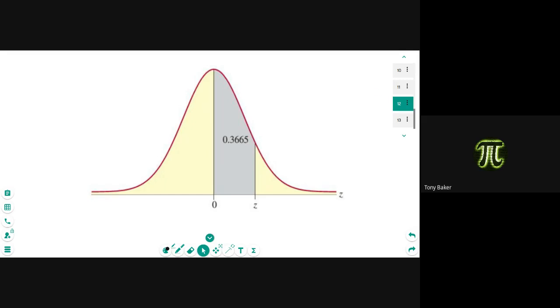Correct. You have to add that to 0.5. So we're going for 0.8665. Why? Because you have to add that to the other half. Remember, the number you're looking at in the table is going all the way from the left. You might find 0.3665 in there, but it's not going to be the right answer. So you have to add the 0.5 to it to find that percent in the table.